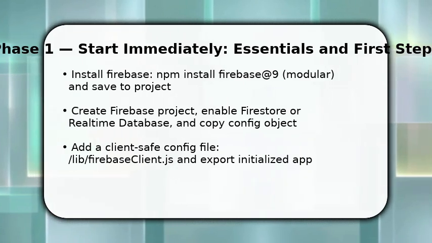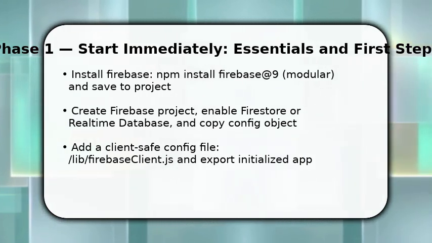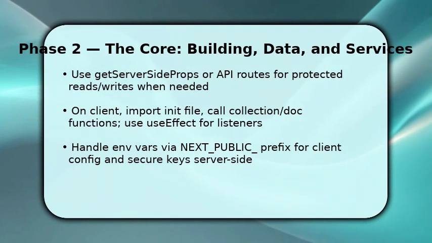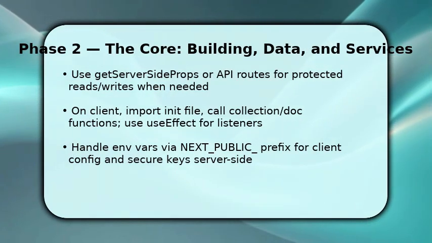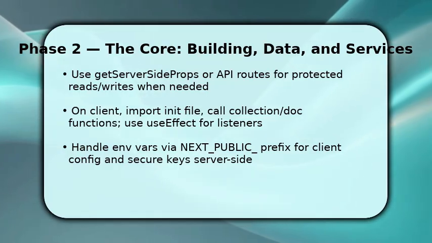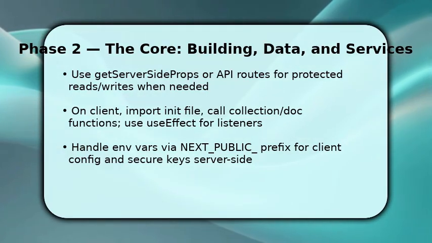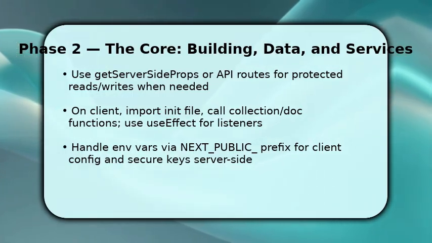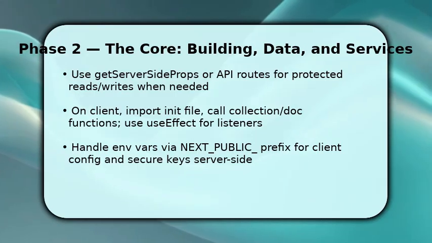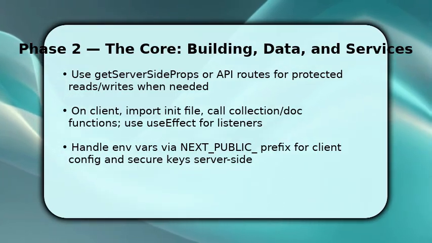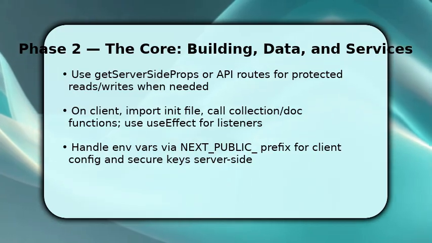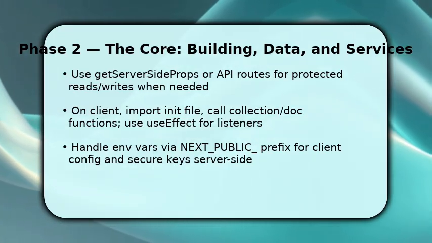Make sure to use modular imports from Firebase v9 for tree shaking and smaller bundles. Now you wire Firebase into your Next.js flow. You can read data on the server with getServerSideProps or create API routes to keep keys server-side. This improves security. On the client, import your initialized instance and use Firestore functions like collection, doc, getDocs, and onSnapshot inside useEffect so the UI updates live.